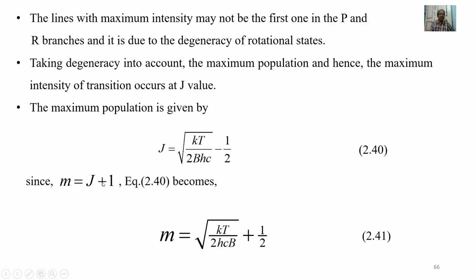So this equation 2.40 becomes M equals, so here it is plus 1. Instead of M you substitute J, instead of J you substitute M minus 1. And the minus 1 goes to that side, so that will become plus 1. Plus 1 minus 1 by 2 will go plus 1 by 2. So M equals root of KT divided by 2HCB plus 1 by 2.